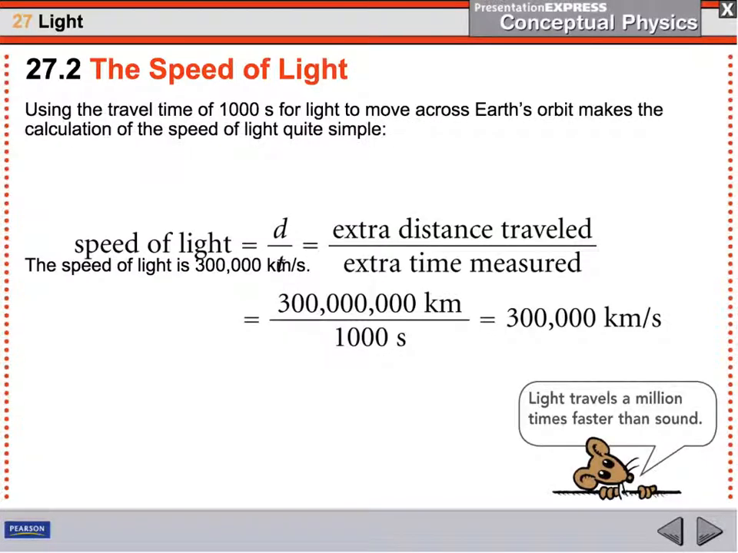Using the travel time of 1,000 seconds for light to move across Earth's orbit makes the calculation of the speed of light quite simple. The speed of light equals distance divided by time. The extra distance traveled divided by the extra time gives us 300,000 kilometers per second.